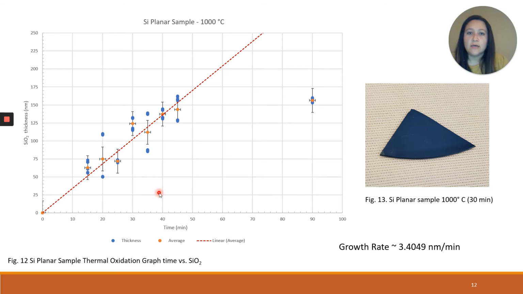Here is a graph of the rate of growth on the planar sample, specifically time versus that silicon dioxide thickness. As you can see here, this is growing at a pretty steady rate. I was able to conclude that the growth rate is about 3.4 nanometers per minute. I ran the thermal oxidation process from 15 minutes up to 90 minutes. As you can see, the 90 minutes is a possible outlier.